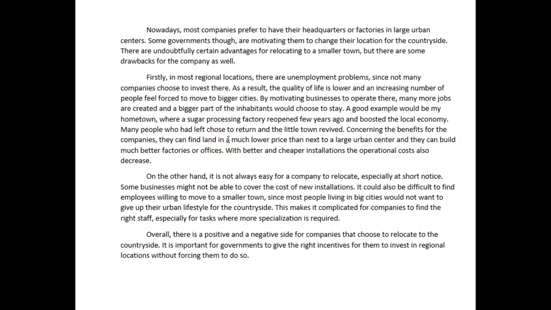With better and cheaper installations, the operational costs also decrease. Okay, fine. On the other hand, it is not always easy for a company to relocate, especially at short notice. On short notice, some businesses may not be able to cover the cost of new installations.